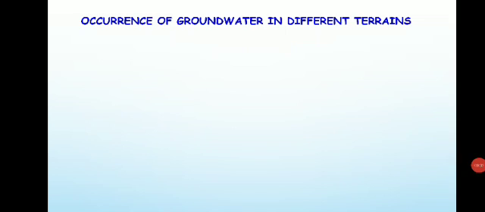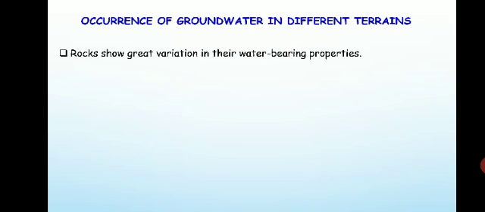In today's class, we will discuss the occurrence of groundwater in different terrains, like different types of rocks, how the groundwater occurs. So, as we all know, rocks are the aggregates of minerals. Different minerals are present in a rock, and there are three types of rocks mainly, that is igneous rocks, sedimentary rocks, and the metamorphic rocks.